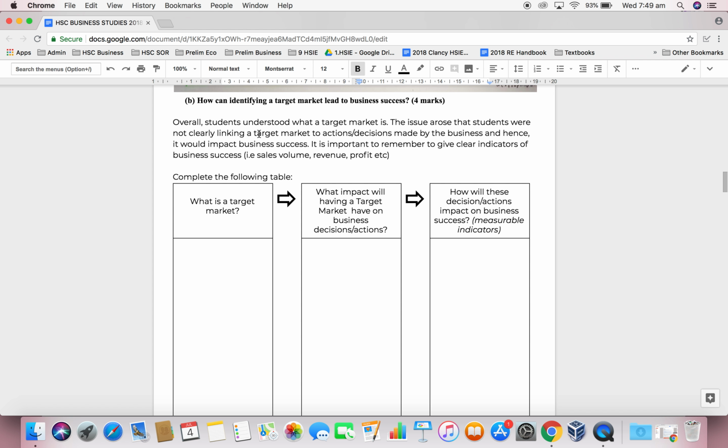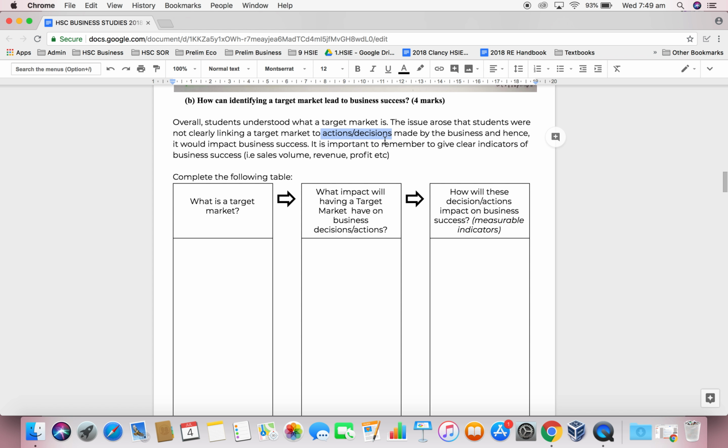Overall, students understood what a target market is, and that's great. The issue arose that students were not clearly linking a target market to actions or decisions, and this was the missing piece of the puzzle, and therefore it would impact business success. Remember at our HSC day, they were talking about the idea that you do need to link in processes a lot of the time to actually show the impact or the action.